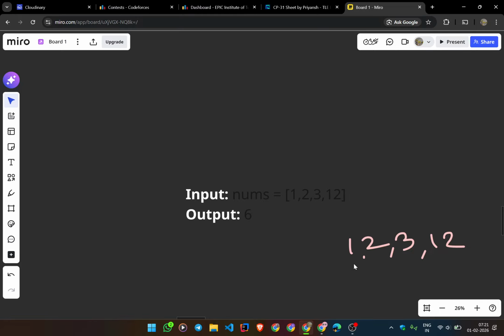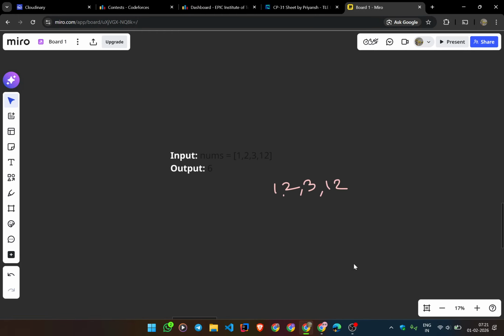Let's discuss this example. In this example, it is given 1, 2, 3 and 12. Now in this one we can take this much of the array, or this much of the array, or this much only. So we can take any of them. So how will we minimize our cost?